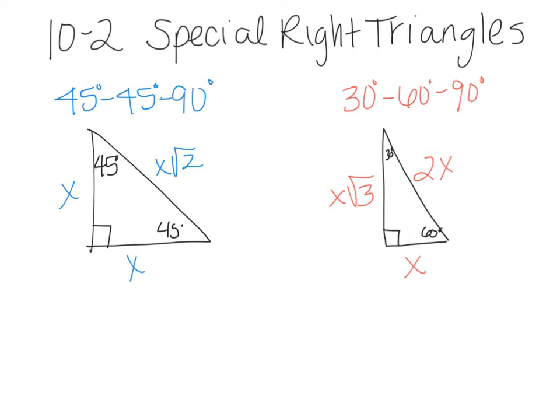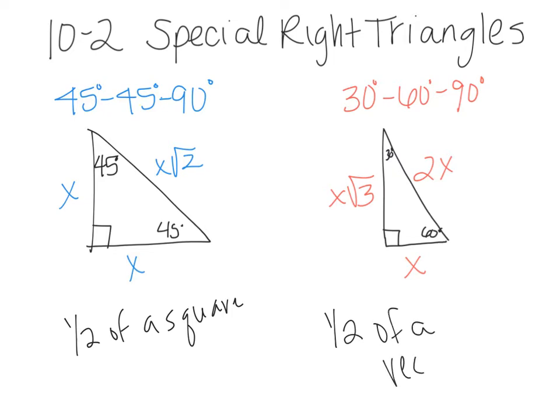The 45-45-90 triangle is actually half of a square. And so if you were to try to find the length of the diagonal of a square, you would end up getting the length of the diagonal being the side length of the square times the square root of 2. And then the 30-60-90 is actually half of a rectangle. What I mean by half of is you draw one of the diagonals and split it into two equal triangles, and that triangle that you see is that half.